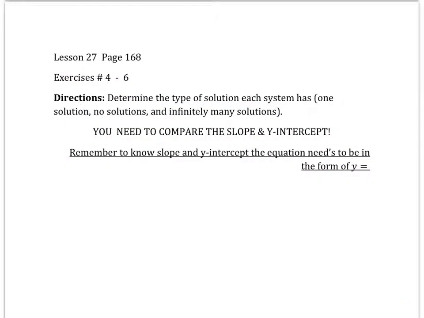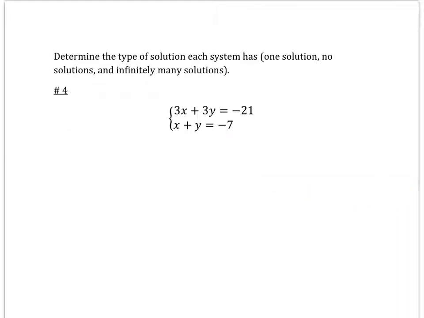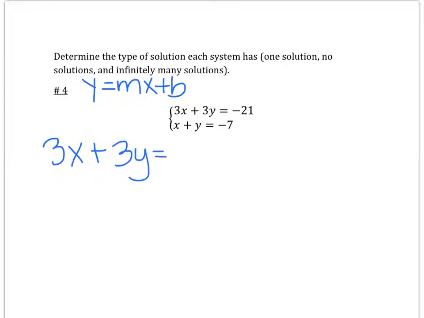So again, here are your directions for today. You got to determine the type of solution each system has. So you need to know your slope and your y-intercept. So it needs to be in the form of y equals. So number 4, we have 3x plus 3y equals negative 21, and we have x plus y equals negative 7. So remember, it needs to look like y equals mx plus b, and right now, neither of these equations are y equals. So I'm going to take 3x plus 3y equals negative 21, and I'm going to solve for y.